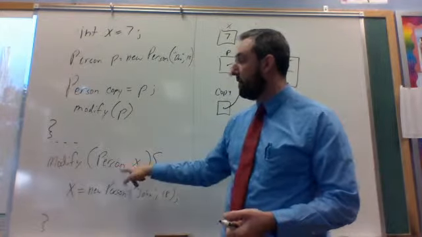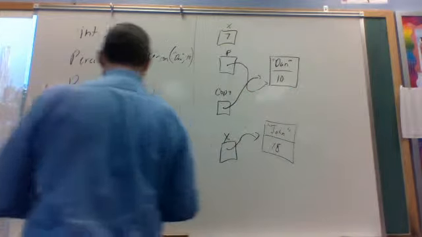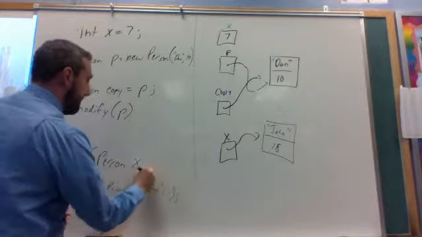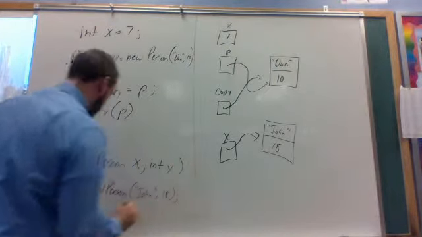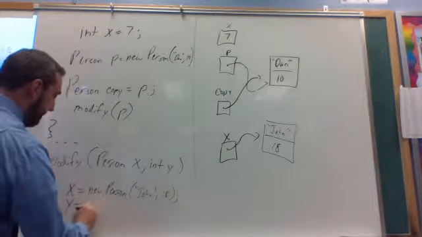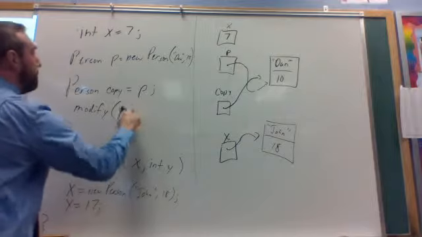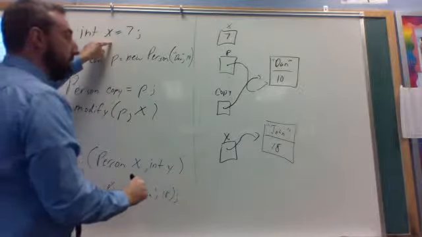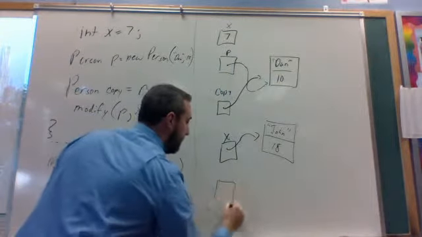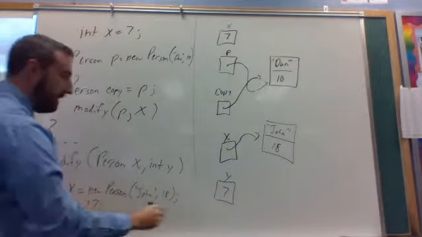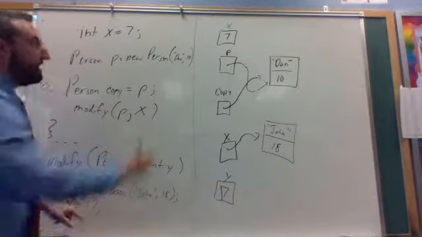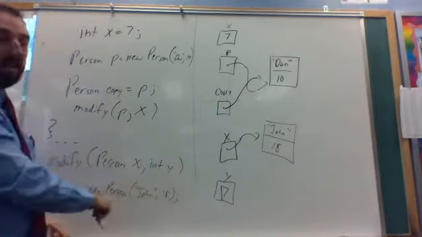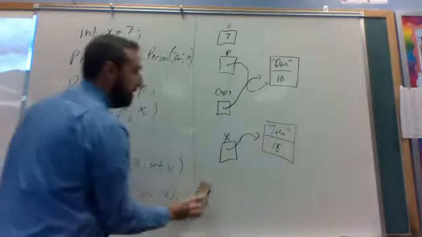Now, the reason for that is because in Java, everything is passed by value, meaning that every time I send information to a method, it makes a copy of it. Just like if instead of modifying person x, I said, give me person x and an integer y, and y equals 17, and I say modify p, comma, x, this number up here, I make a copy of it. So over here I had 7, I make a copy called y that equals 7, and then in here I change it to 17, but guess what? That never changed because I just made a local copy. As soon as this method is done being executed, this goes away and this goes away.